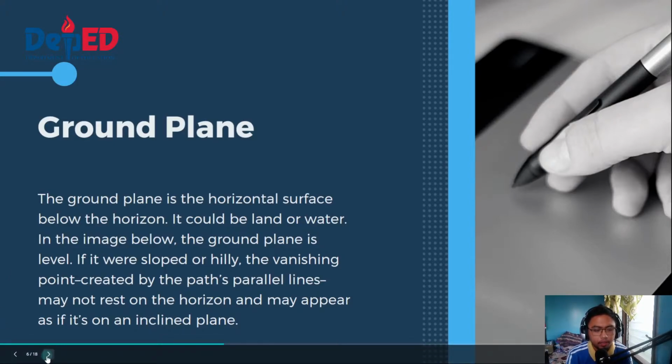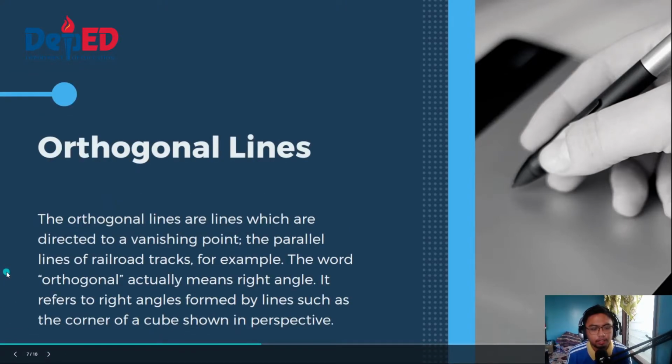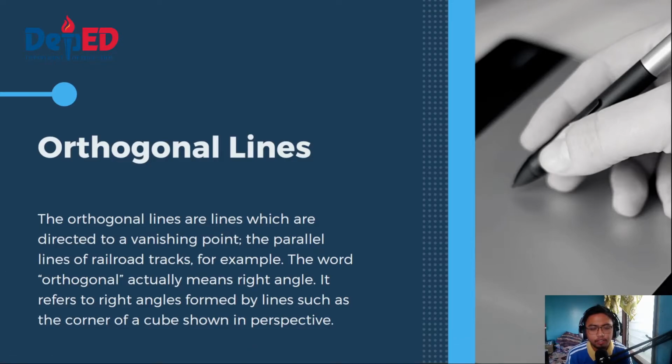Then we have orthogonal lines. Orthogonal lines are lines which are directed to a vanishing point, the parallel lines of railroad tracks, for example. The word orthogonal actually means right angle. It refers to the right angles formed by lines such as the corners of a cube shown in perspective.